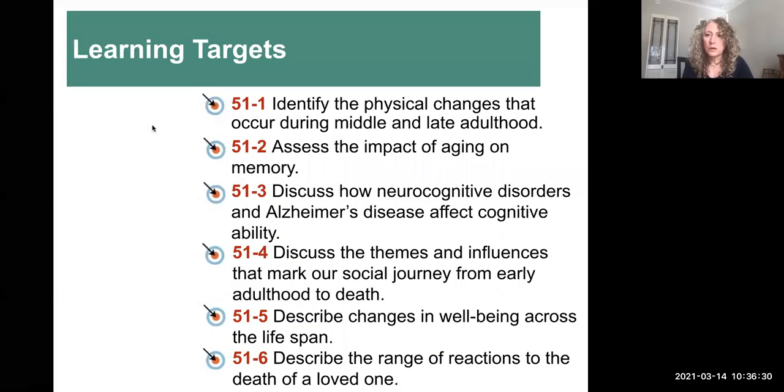All right, so we're going to look at all those different components: physical, cognitive, and social, just as we did with adolescence and with childhood.